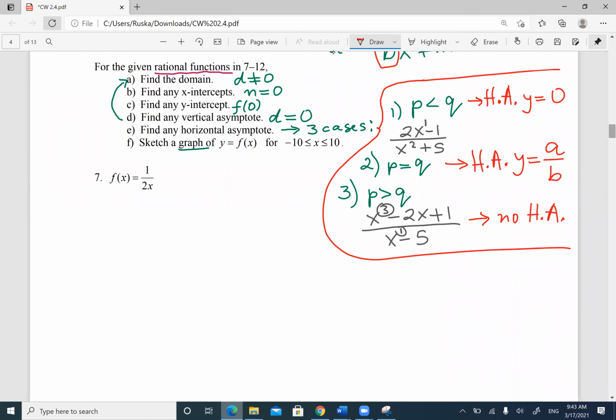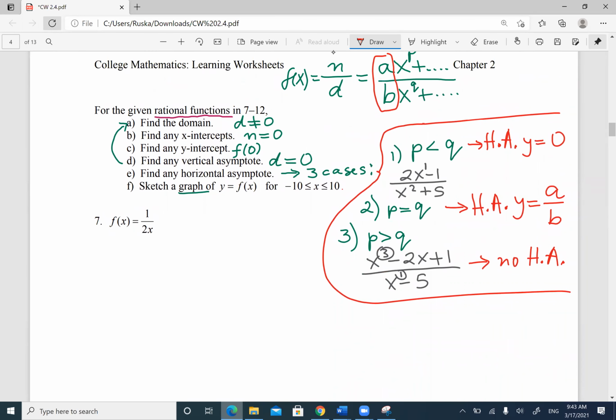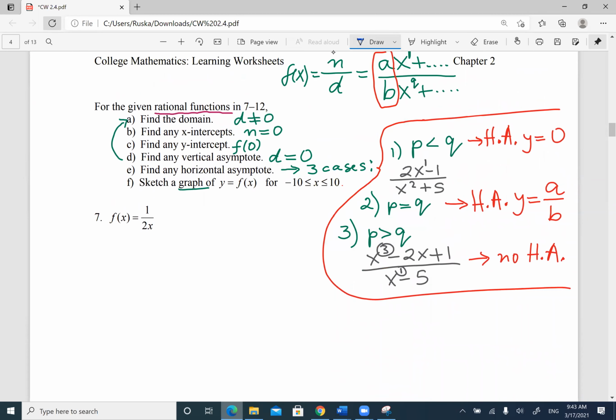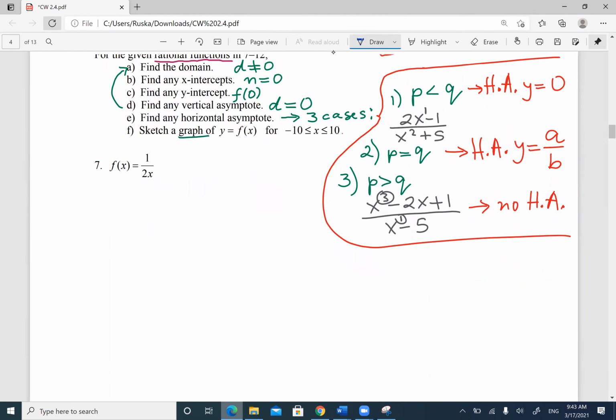Okay, so I'm going to start with number 7 as the first one. And you're going to do all these steps. You're going to find domain, you're going to find everything: the X-intercept, Y-intercept, horizontal, vertical, and you're going to graph it. Okay, so let's start with domain. So first, finding the domain.